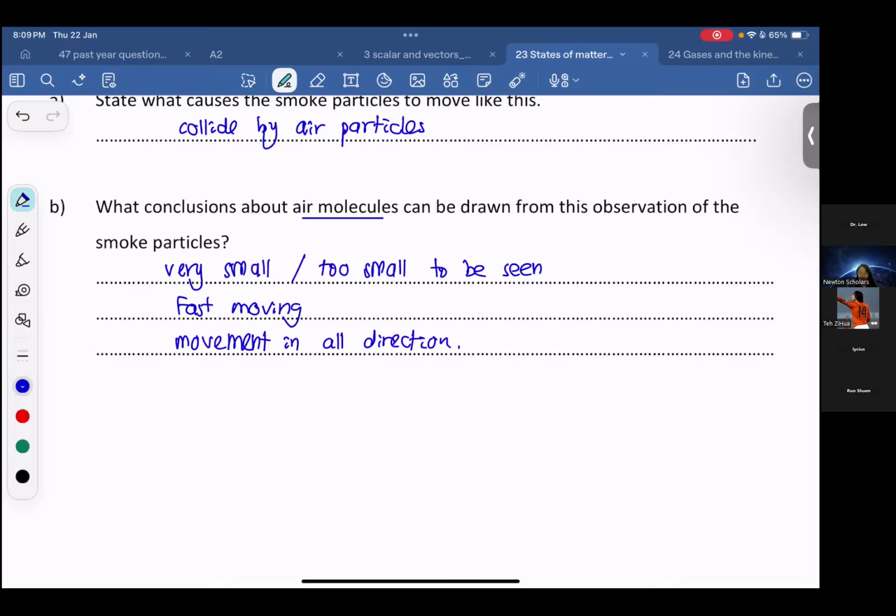So write it down. Why can't we observe the air molecules under the microscope? The reason is that air molecules are too small and move too fast. So we can only observe the smoke particles.